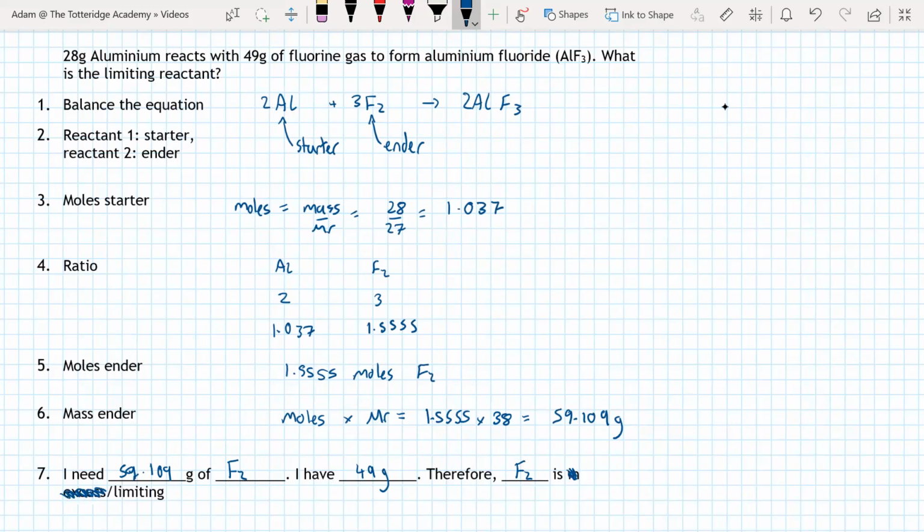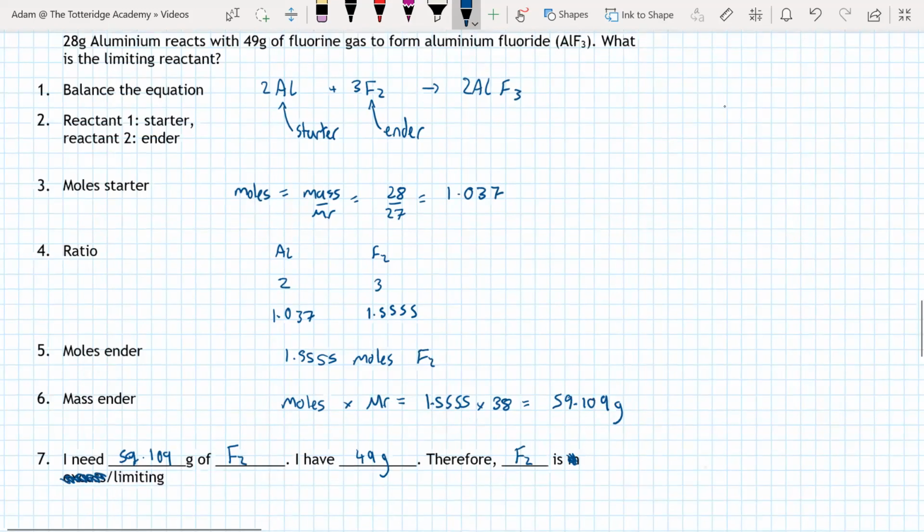Bing, bang, bosh. Done. If you got that right, and you got all of those steps as we were going through them, well done. If you didn't, make sure you go back in careful detail. Each of these lines, as I said, is a previous video. So there's a previous video on balancing equations, a previous video on moles, a previous video on ratio, and a previous video on how to work out the moles of ender. So do make sure you go back and do those.